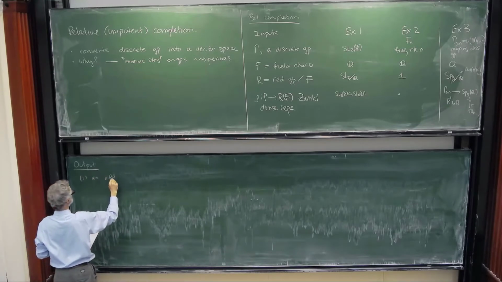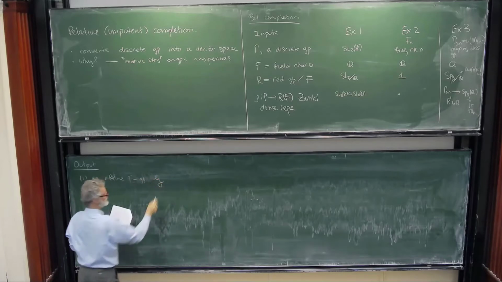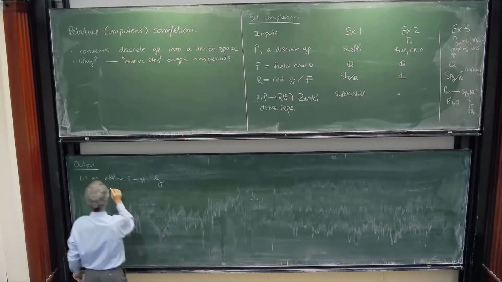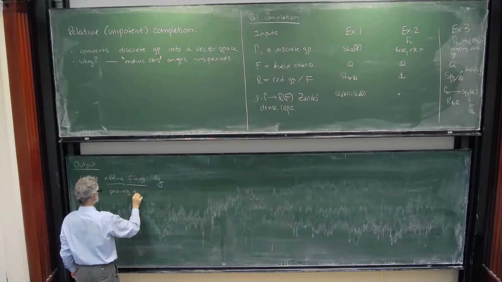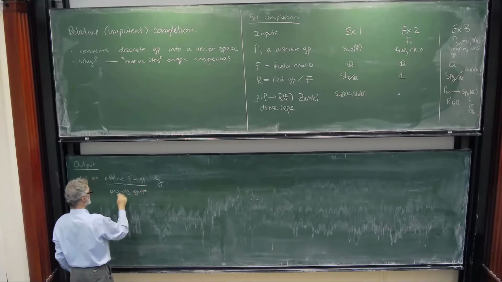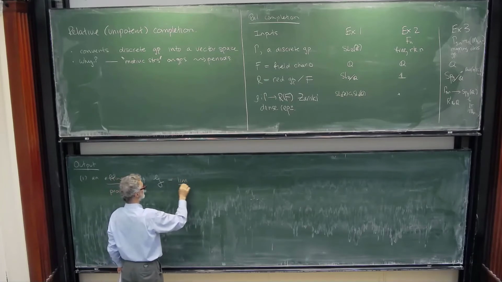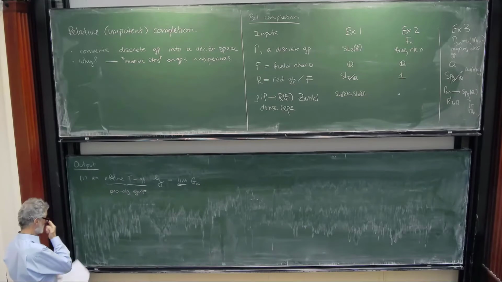And affine F group, I'll call it G. So this is the same thing as a pro-algebraic group. So that's the same thing. As you can also write this as an inverse limit of affine algebraic groups.